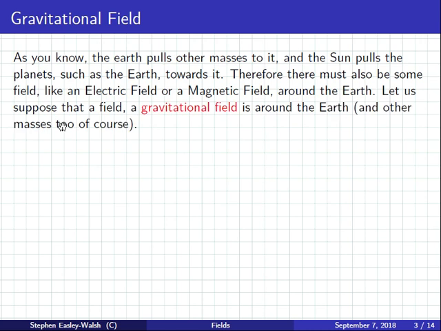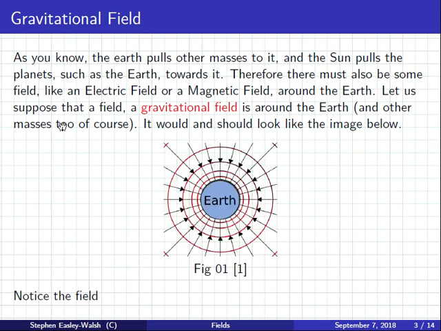So suppose that there is a field, a gravitational field around the Earth and other masses too. What would it look like? Well, you won't be surprised to imagine that it looks like this. Now, just before you draw this gravitational field, these are the field lines. And of course they point in because masses get pulled in. What do you think these circles are? What did we call these?